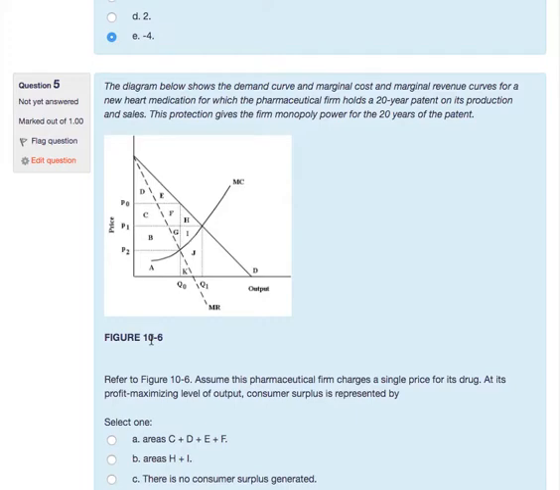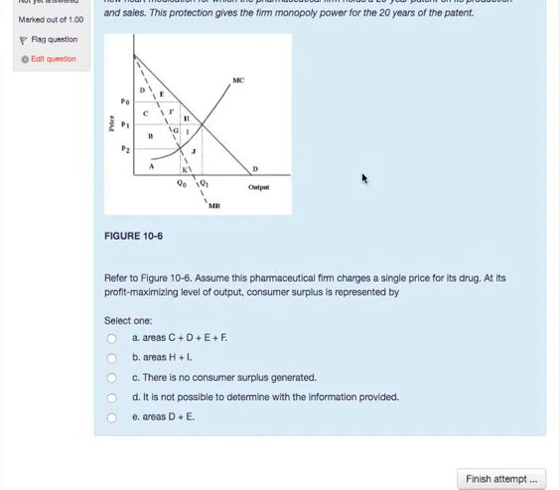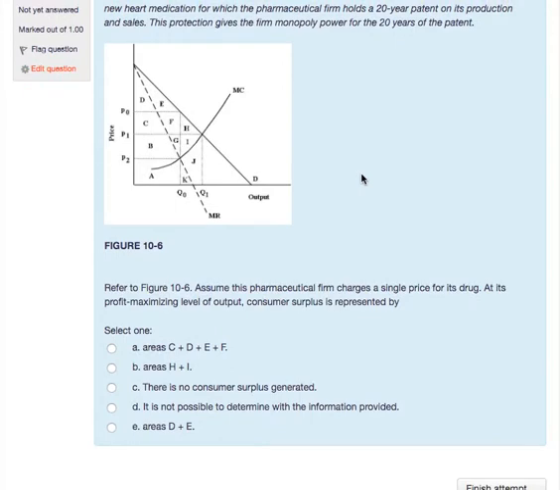The diagram below shows the demand curve and marginal cost and marginal revenue curves for a new heart medication for which the pharmaceutical firm holds a 20-year patent, essentially a monopoly on its production and sales. This gives the firm monopoly power, obviously, for the 20 years of the patent. Assume the pharmaceutical firm charges a single price for its drug at its profit-maximizing level of output. Consumer surplus is represented by what?